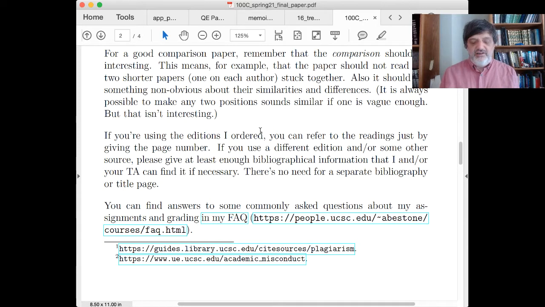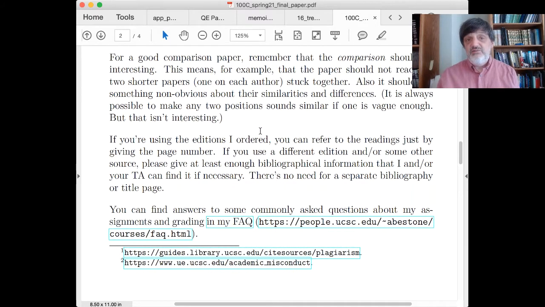And this is just a note about how to write a good comparison paper. Now, like all of this, this is all about how to write a really good paper. You don't have to do all of this. Certainly, you don't have to do all of this to pass or even get a B or whatever. But ideally, to be a good comparison paper, it's supposed to mean that the comparison is interesting.